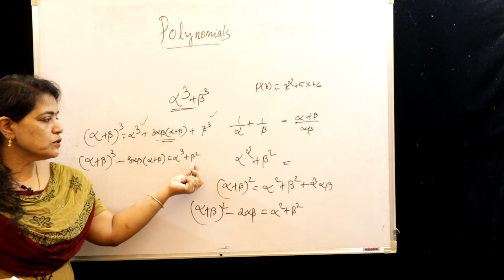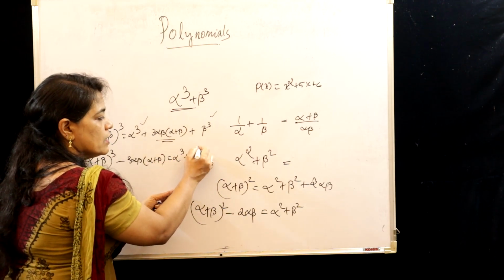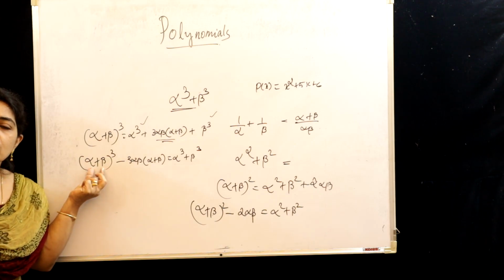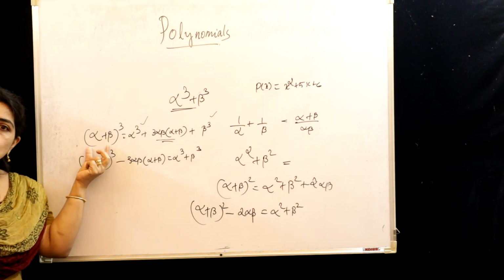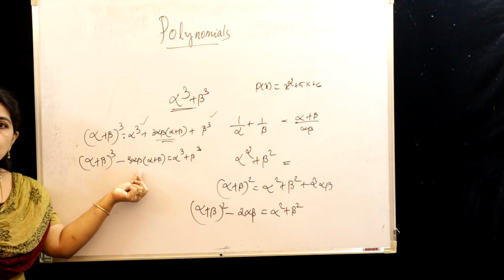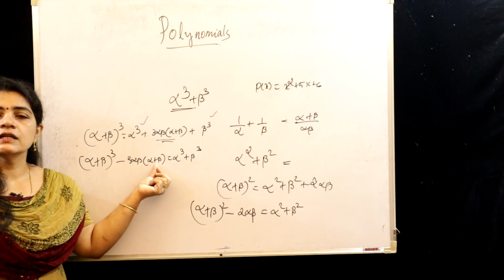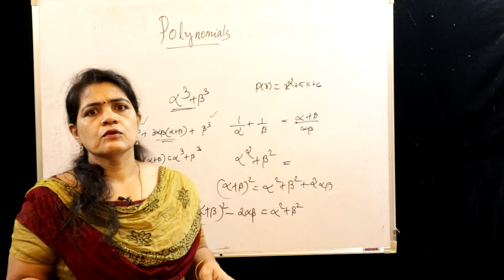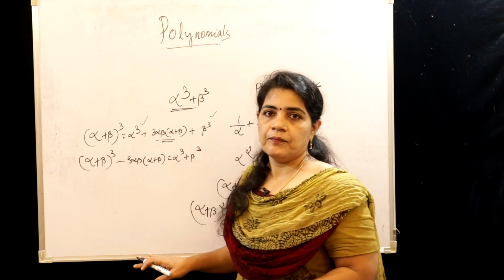So children, in order to get alpha cube plus beta cube, if you know the sum of the zeros, that is alpha plus beta, take its cube, minus 3 into the product of the zeros alpha beta, and again alpha plus beta, the sum of the zeros. Definitely, children, you can expect a question using this idea.